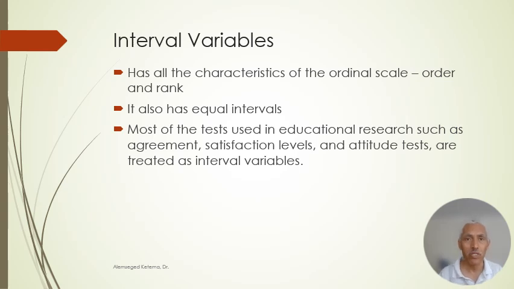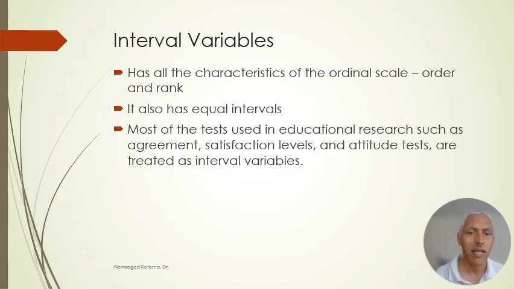And then we have the interval variables. As the name itself tells you, interval, the values they take will be of equal intervals. They have all the characteristics of the ordinal: they can be ordered and ranked as well. They also have equal intervals, so between the different elements in that order, there will be an equal interval. Most of the tests used in educational research, such as agreement, when you want to check to what extent you agree, can be on intervals.